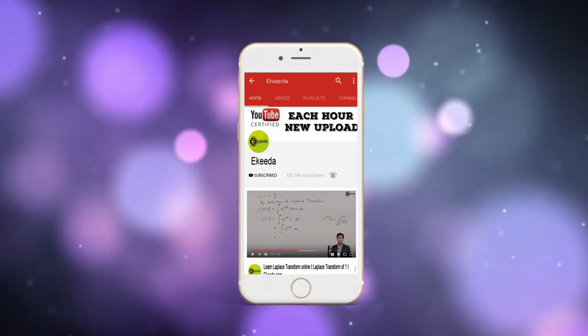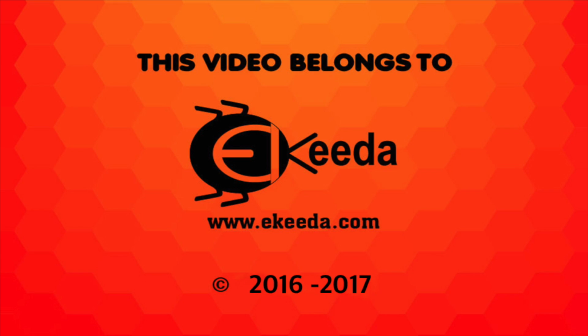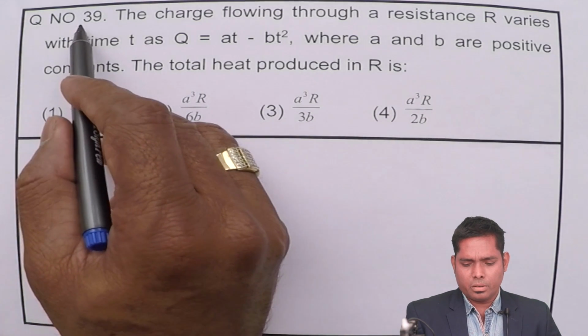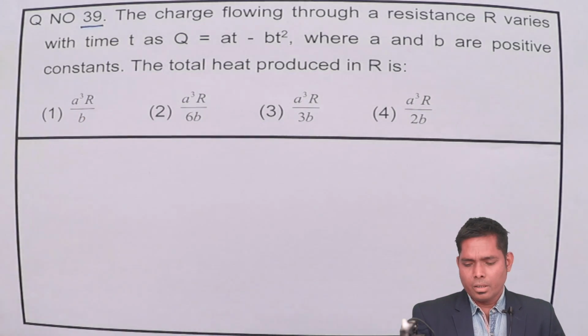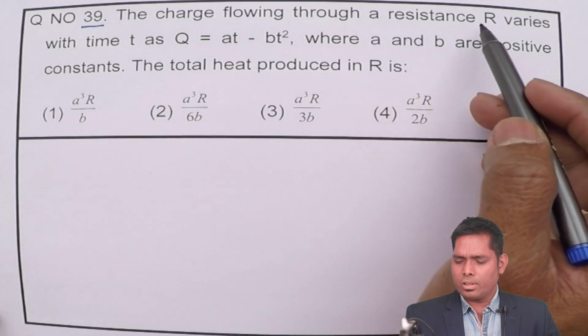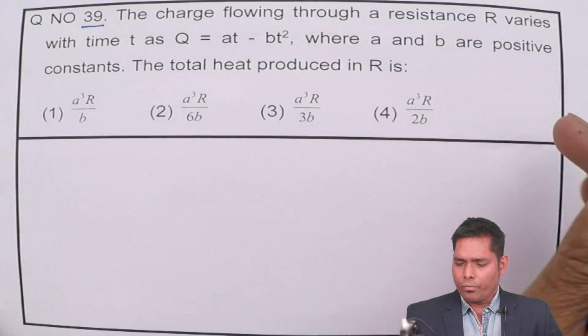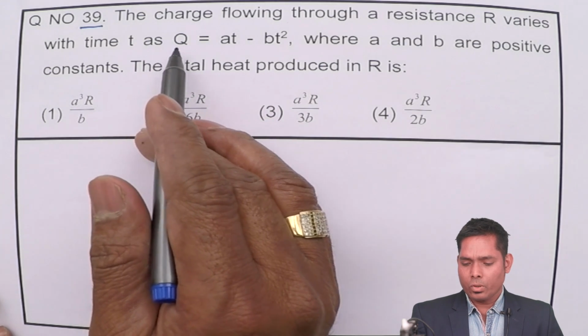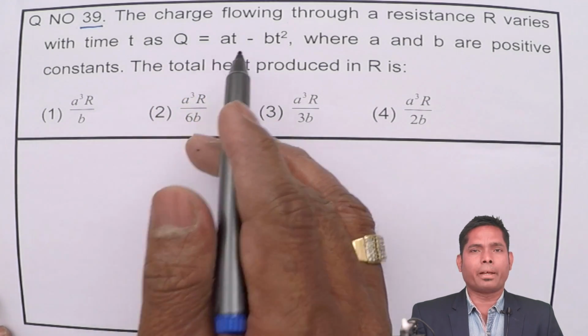Hello students, let us solve question number 39, NEET Physics paper 2016. The charge flowing through a resistor R varies with time t as Q equals AT minus BT square.